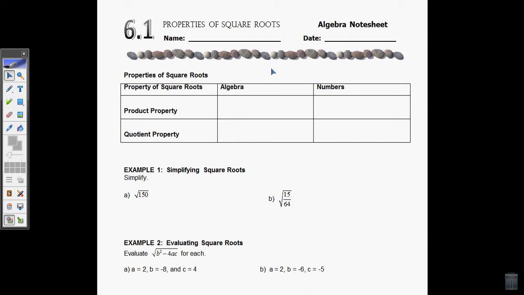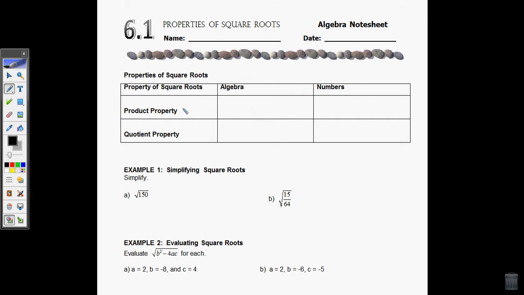Hey, congratulations! You've made it to chapter 6. In fact, 6.1 Properties of Square Roots. Now, we might have seen square roots as we've gone along so far this year, but we're really going to learn about how we deal with them in a multitude of different ways.